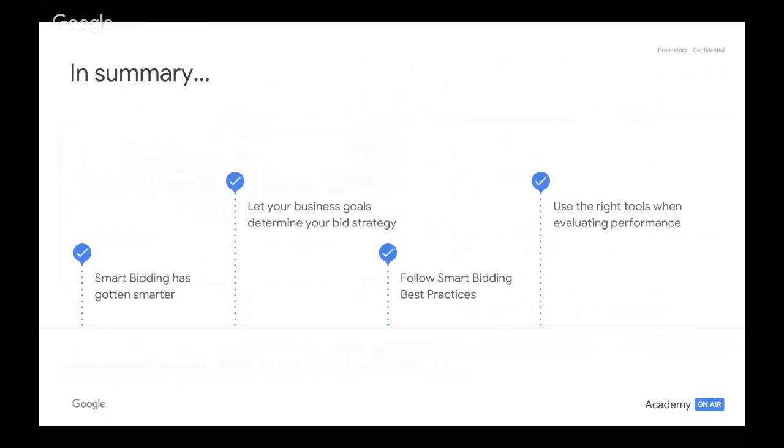Then when we have selected one and we go to implement, we want to make sure that we're adhering to all of the best practices that Charlotte went through. Feel free to go back through this deck and run through each of those individual best practices. And once we've implemented it or we're testing it, we want to make sure that we're evaluating the performance correctly, adhering to the learning period, the conversion lag, and using the right testing ground for those smart bidding strategies.